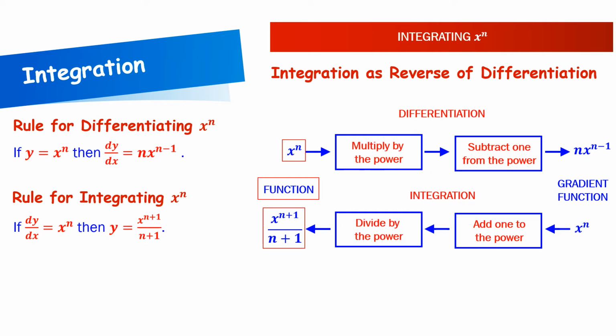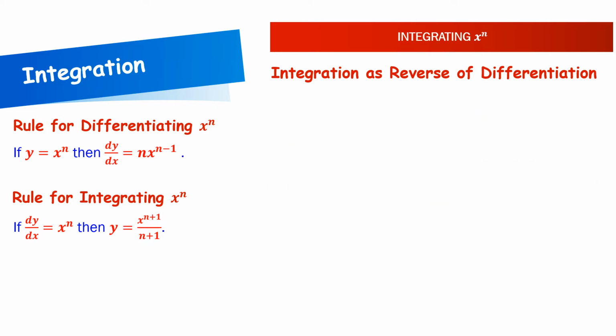x to the power n, or x to the power n plus 1 divided by n plus 1, is the function, and the gradient function is respectively either n times x to the power n minus 1 or x to the power n. Now, integration is the reverse of differentiation. Before we go into any more details, let's take a look at 3 more examples.